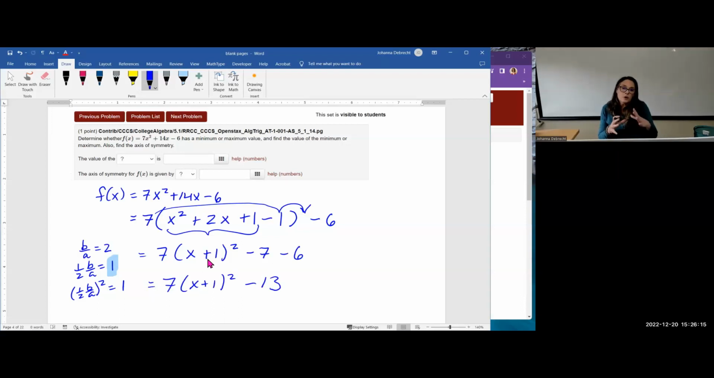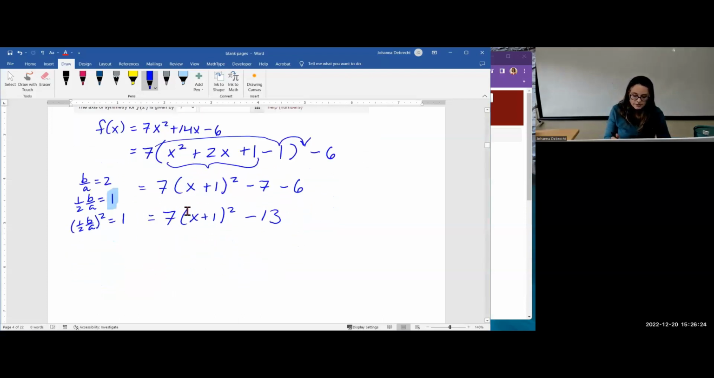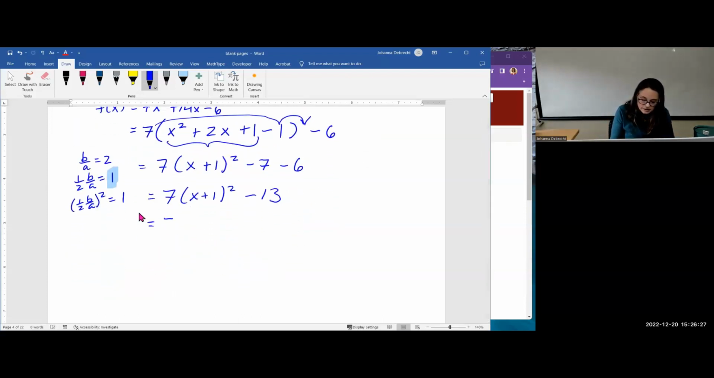Now remember, the formula for the vertex form is a quantity x minus h. We don't have a minus. So we can rewrite the plus as a double negative. So this becomes 7. Sorry, my dog's going nuts. Hang on a second. So you can see that I've replaced the plus sign with a double negative. And now I know that I can write the vertex down. The vertex is going to be at -1, -13.